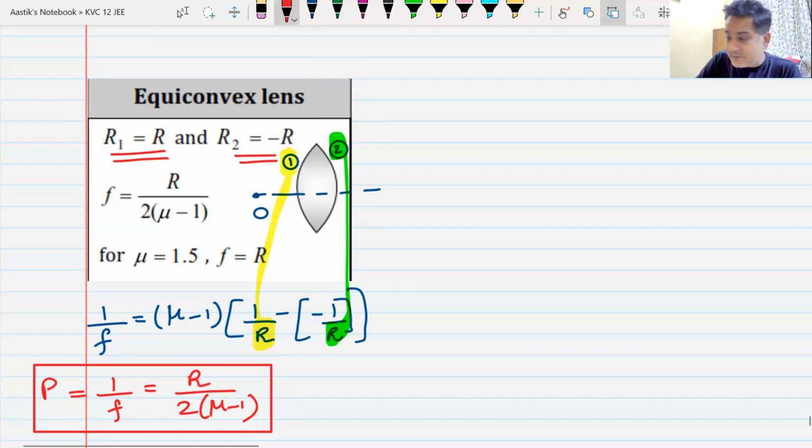Yes, sir. This is how you can find out the focal length of any type of lens that comes to you. Got this? Yes, sir. Please note it down, then I'll give you the next. Completed, sir. Okay. What about the next one?